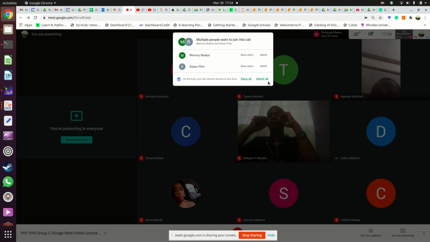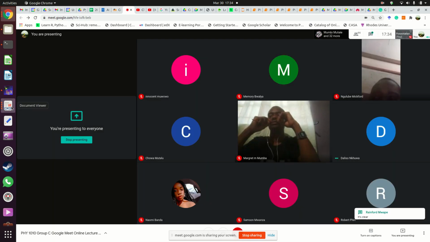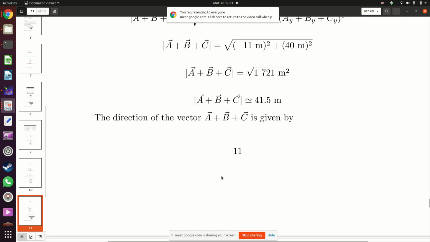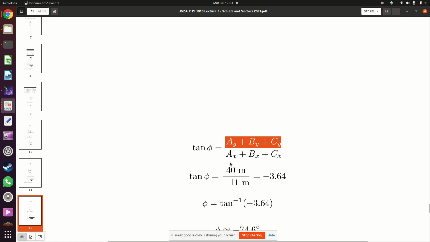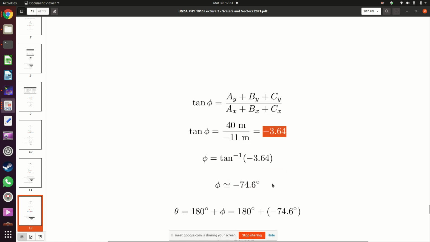Yes, sir. Okay, so we're going to make progress. So we work out phi. So this time tan phi is going to be equal to the y component of A plus B plus C, which is this one, divided by the x component of A plus B plus C, which is that one. So the y component is 40 meters divided by the x component, which is minus 11 meters, and that gives us minus 3.64. So tan phi is equal to minus 3.64.